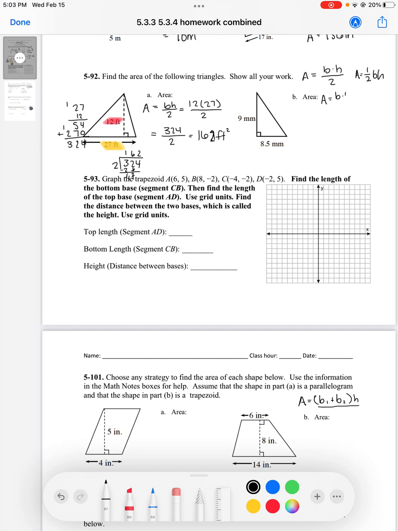Area equals base times height divided by 2, which is 8.5 times 9 divided by 2. So, 8.5 times 9. 9 times 5 is 45. 9 times 8 is 72, plus 4 is 76. I have to put my decimal point in. So I have 76.5 divided by 2.